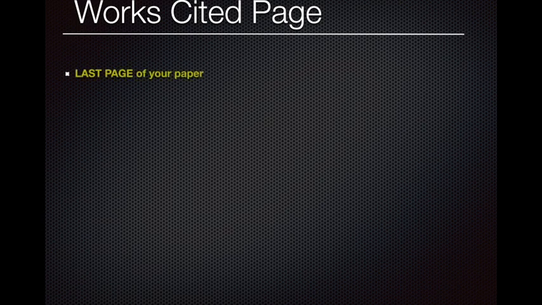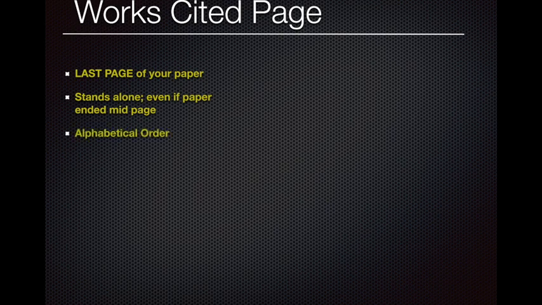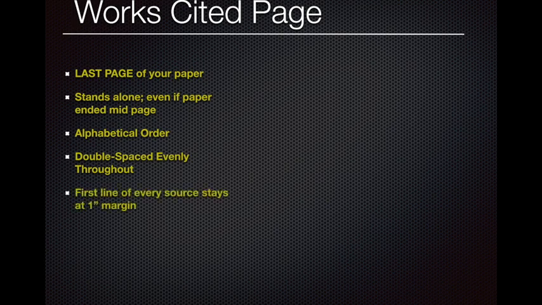Okay, your works cited page, and I'm going to go back and talk about in-text citations in a minute, but for your works cited page, it's the last page of your paper. It's by itself, even if your paper ends mid-page. The sources are listed in alphabetical order. You double space everything evenly throughout. The first line of every source stays at the 1-inch margin, and then every line after the first line of the entry gets one tab over.